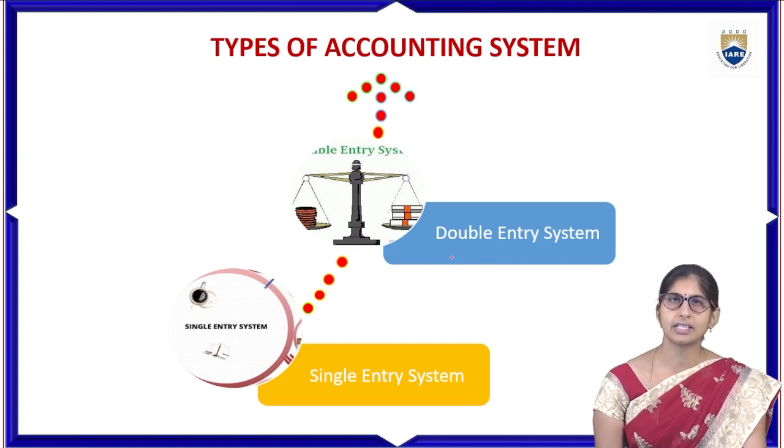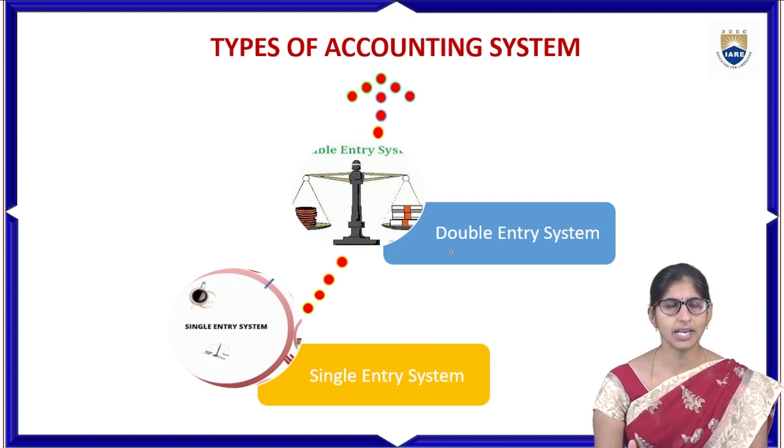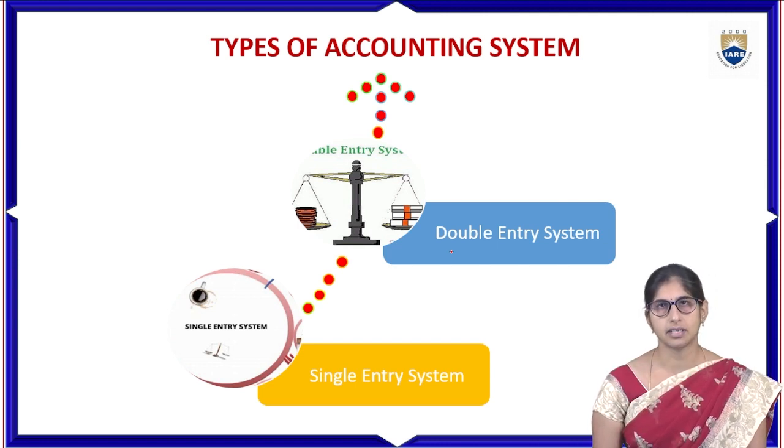The double entry system tells us that we are going to have balanced accounts, as well as a twofold effect for each and every transaction that we put into the accountancy. With this double entry system, we are going to have the complete picture of the financial status of the business.